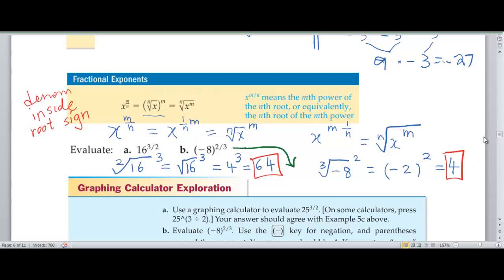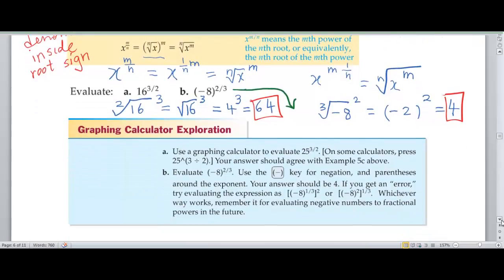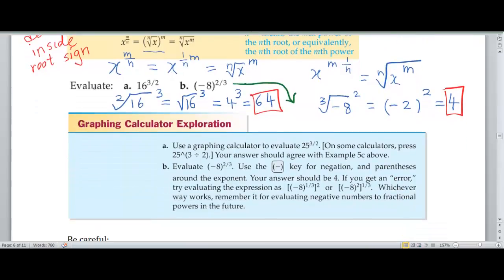Then you can read this about your graphing calculators. They're just telling you to be careful looking at negatives. So whichever way it works, remember it for evaluating negative numbers to fractional powers in the future. Okay, so you can read that.